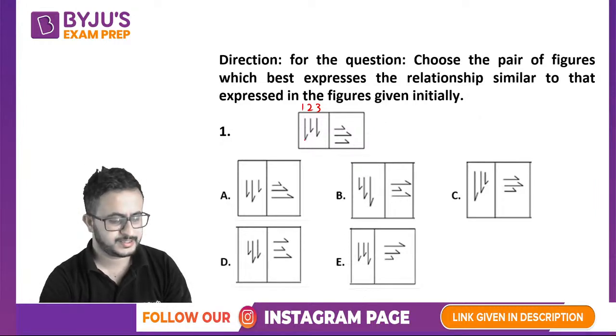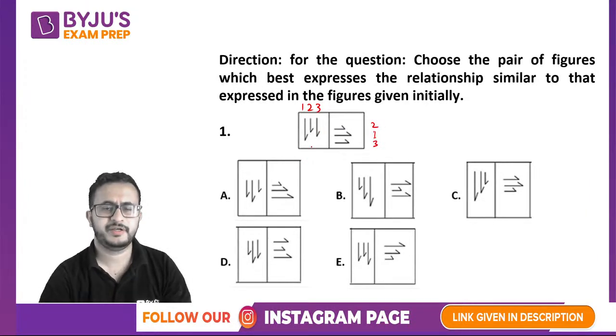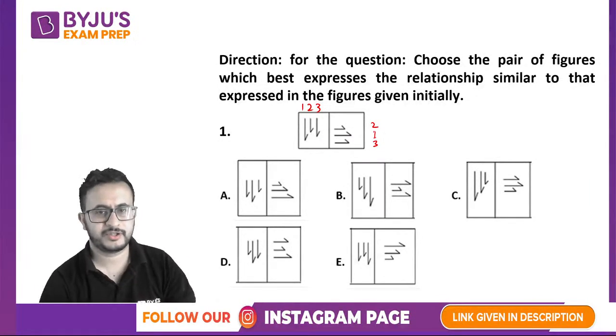So this is the longest line, first line. The longest line has come to the center. This is the smallest line, and it has gone to the top. This is the middle length line. So 1, 2, 3 has become 2, 1, 3. Now let us check the options.